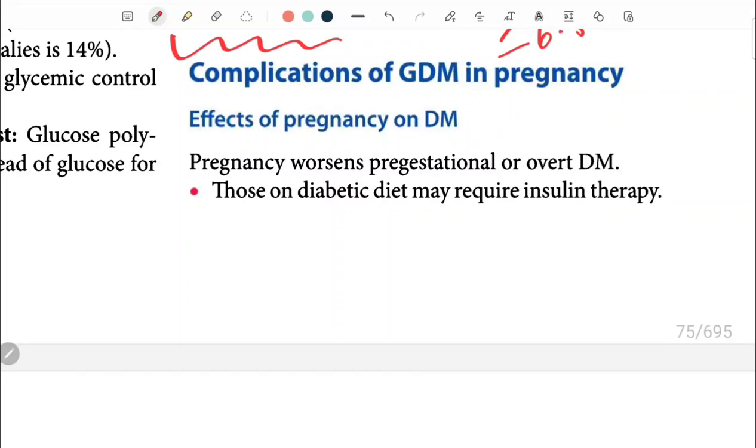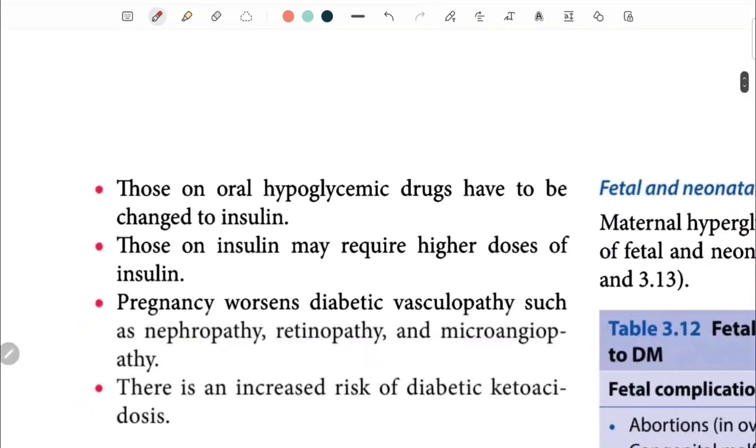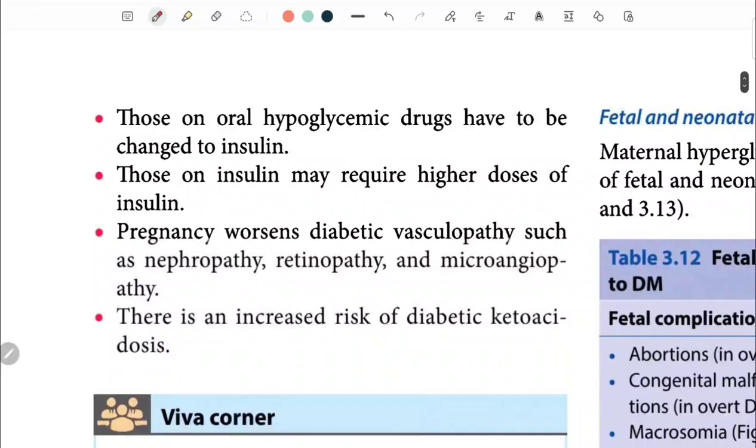Complications of GDM in pregnancy begin with the effects of pregnancy on diabetes mellitus. Pregnancy worsens the pre-gestational as well as the overt DM cases. Those on a diabetic diet may actually require insulin therapy. Those on oral hypoglycemic drugs have to be changed to insulin.